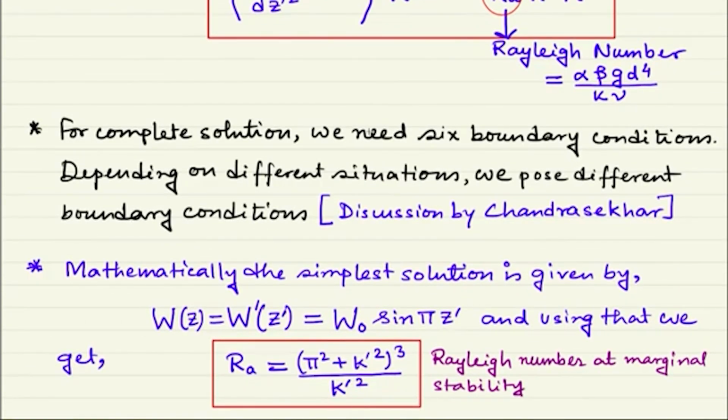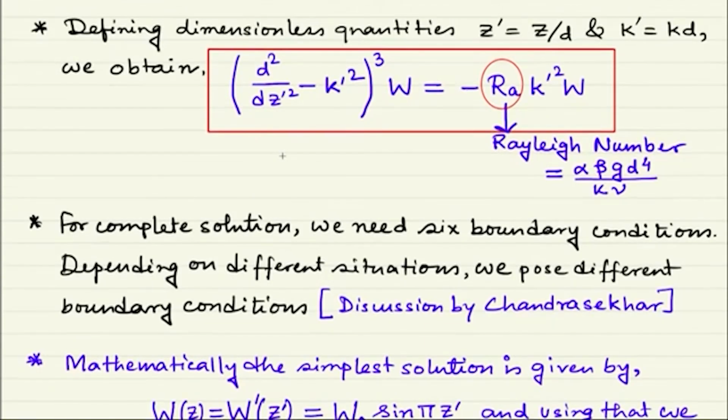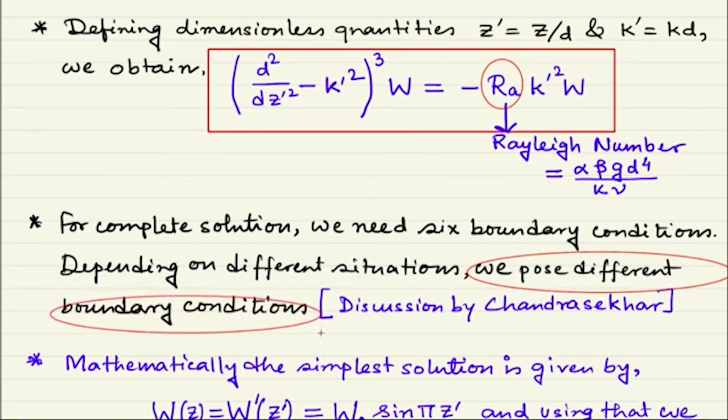One can see this in laboratory experiments. Now, for a complete solution of this system, we need 6 boundary conditions, because this is a 6th order linear ODE. Depending on the different situations, we need different boundary conditions. That is very important, because in physics we can have different types of conditions where Rayleigh-Benard convection can be important, and for which we really need different types of boundary conditions.